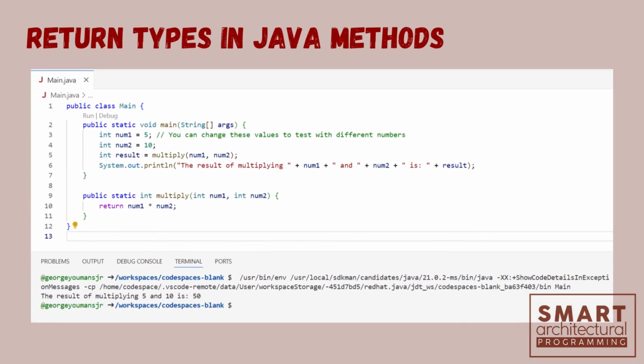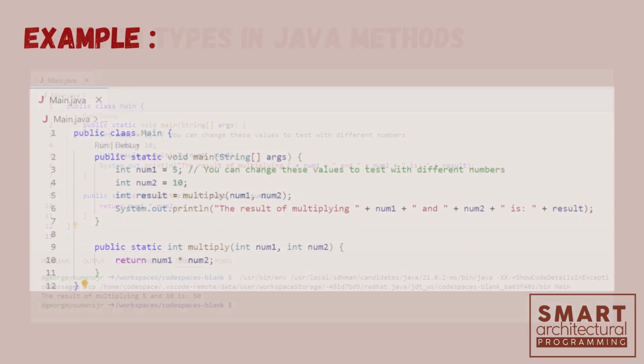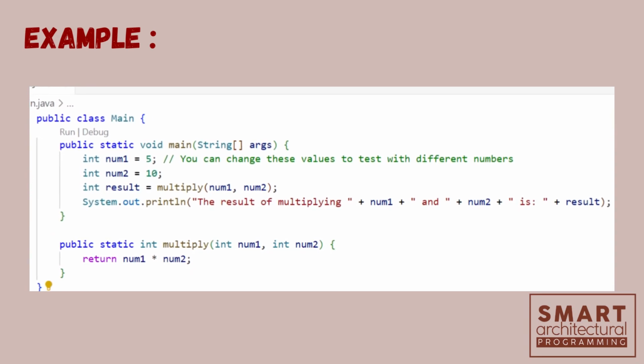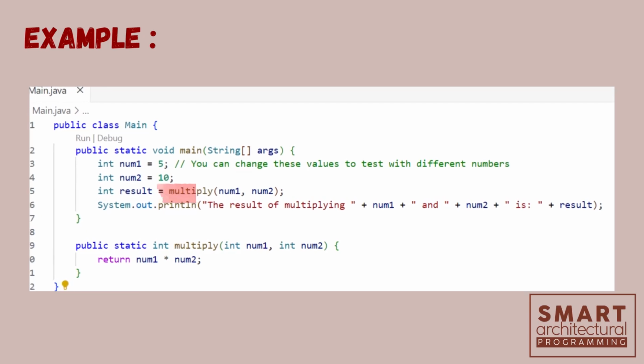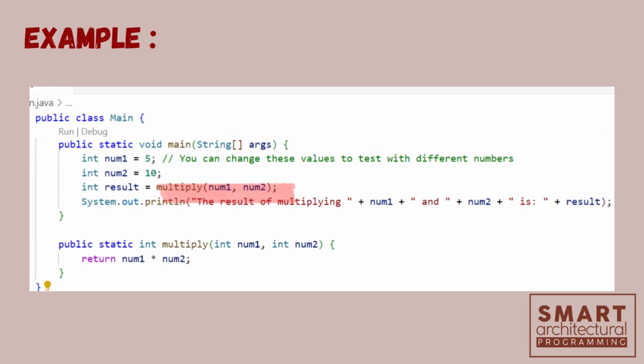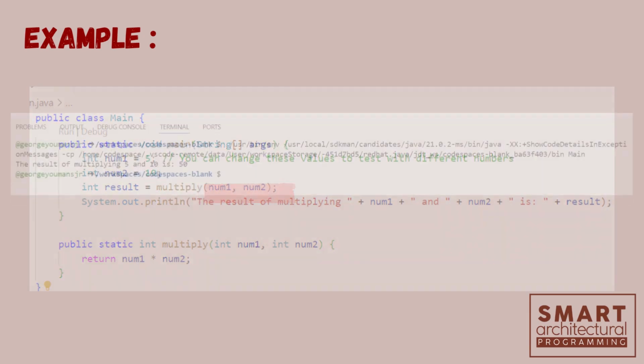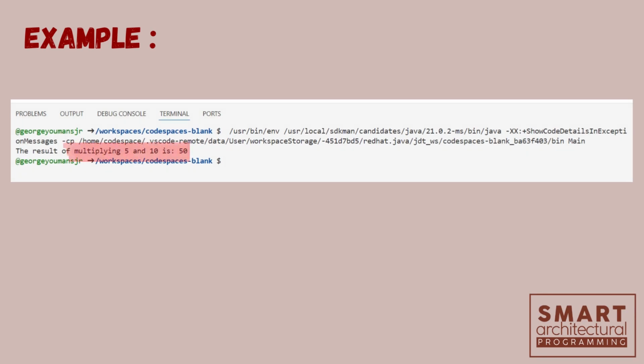Lastly, let's discuss return types in Java methods. A method can return a value of a specific type using the return statement. Here's an example. This method multiply takes two integer parameters and returns their product. When you call this method, it will return the result of the multiplication operation.